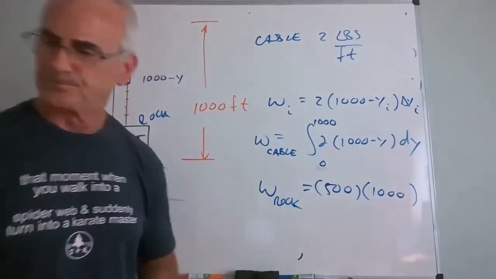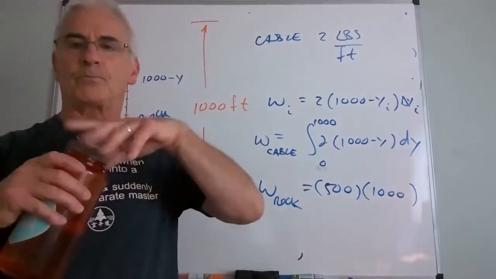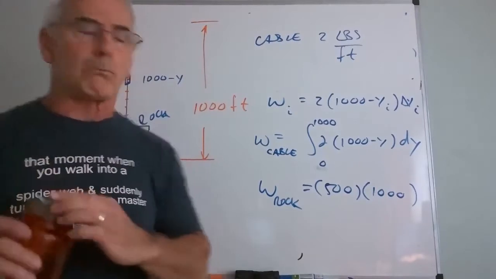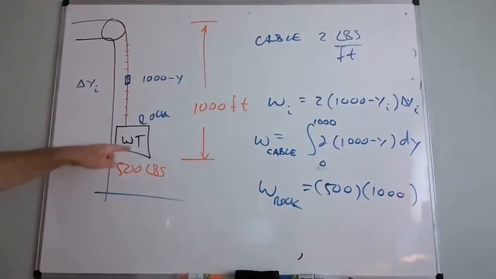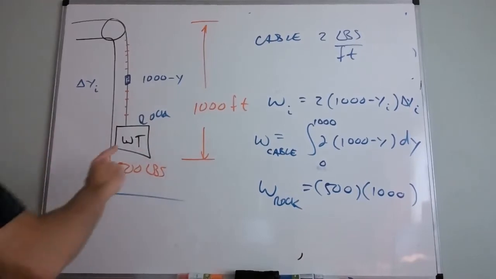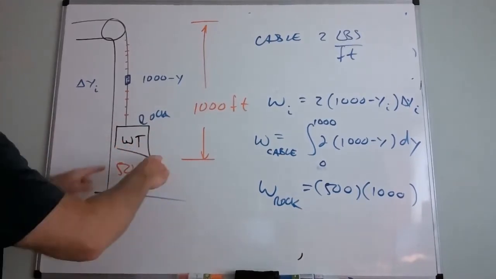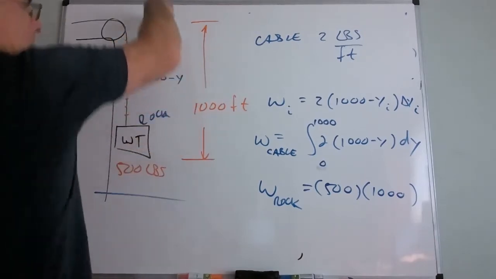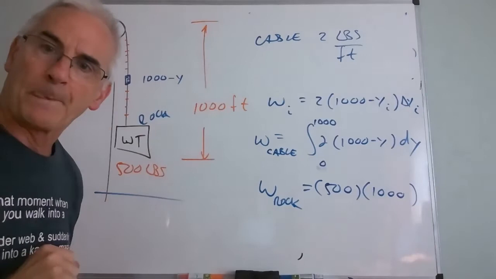Somebody have a question? If y is the distance pulled, wouldn't work for the rock be 500 times y instead of 1,000, because you're not necessarily pulling it all the way up? But am I pulling it all the way up? There's 1,000 feet that I need to pull.